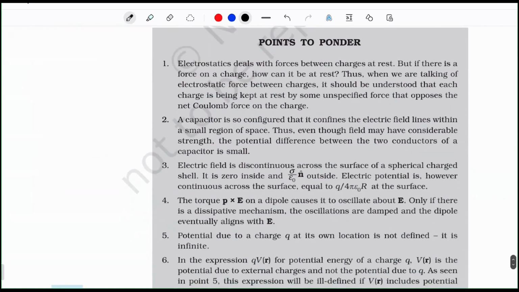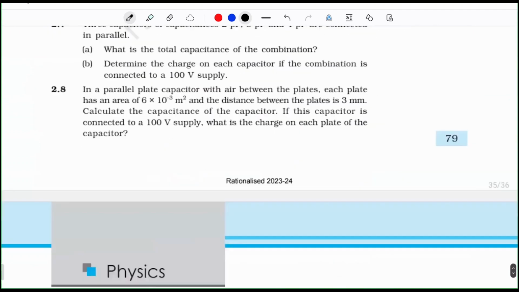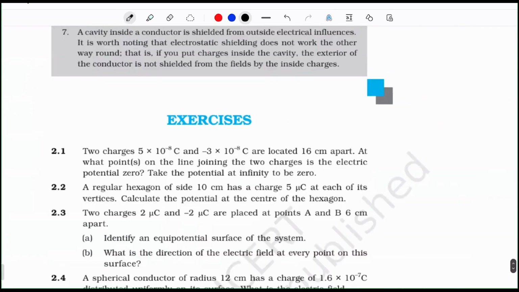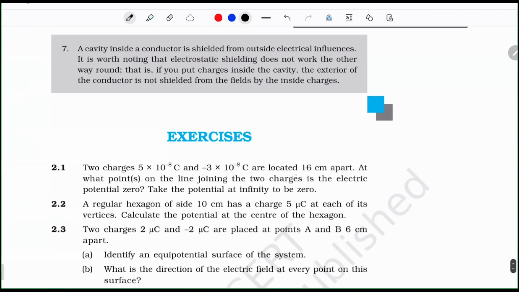So all right, we'll solve a couple of problems. We don't have time to solve everything. There are 11 problems here, so we'll pick a few. If you look at the first problem, two charges are located 16 centimeters apart. At what points on the line joining the two charges is the electric potential 0? And we are given that the potential at infinity is 0.